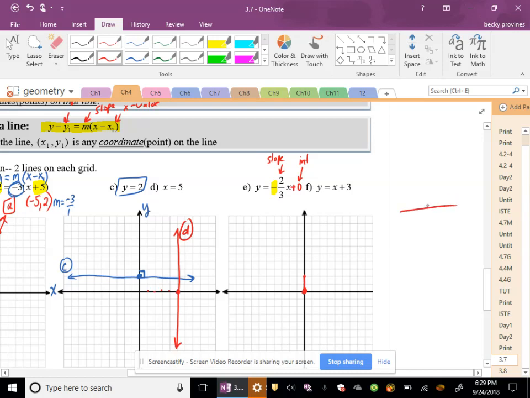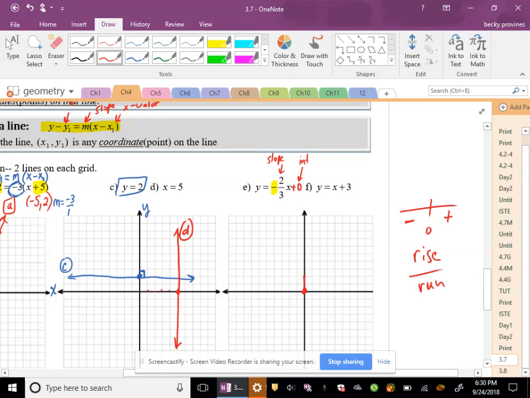Now, if you get confused on this, think of a number line. Positives are always to the right, and negatives are always to the left. So that's how you can remember which way to run. And you guys already know it has to be rise over run.